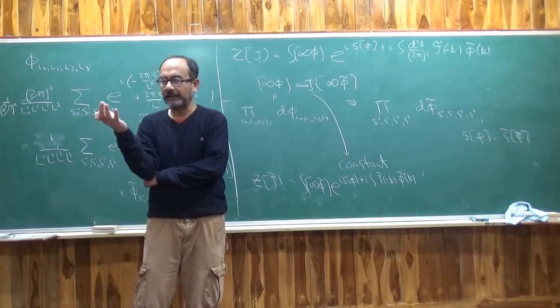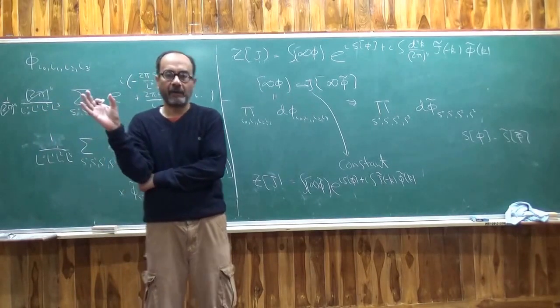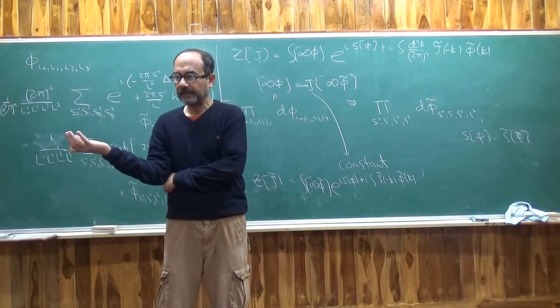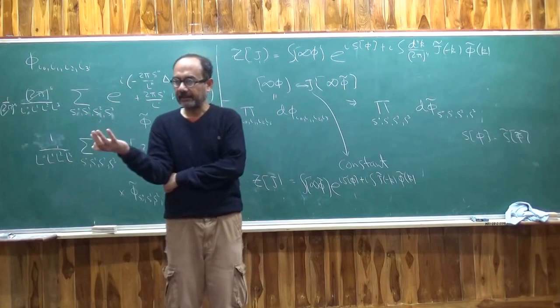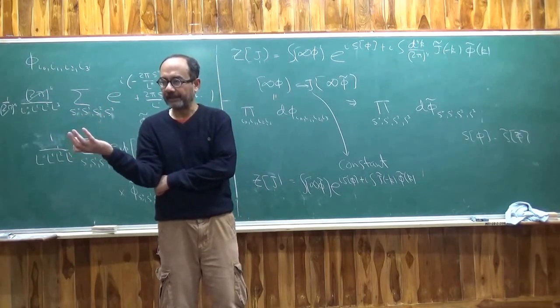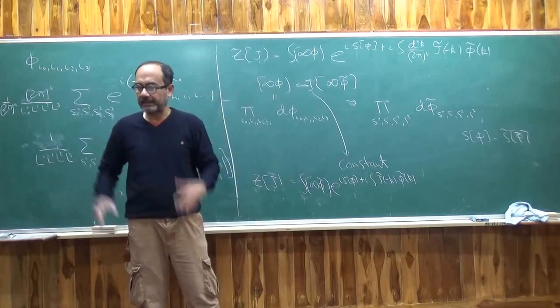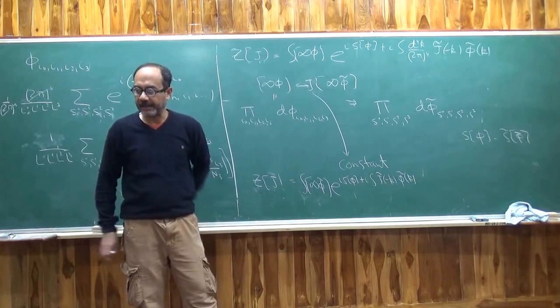You start from one action written in terms of one field, and you want to re-express it in terms of another field. And that redefinition, if it involves nonlinear terms, then you have to keep track of the Jacobian. At the lowest order, you can show that the result doesn't matter. The S matrix is the same.